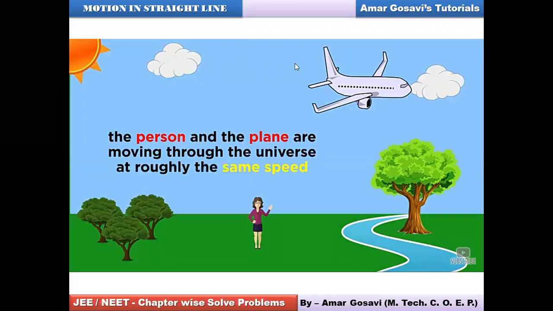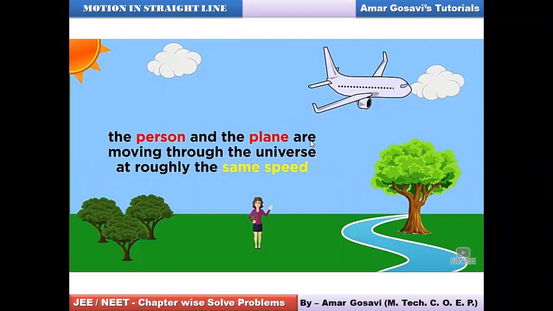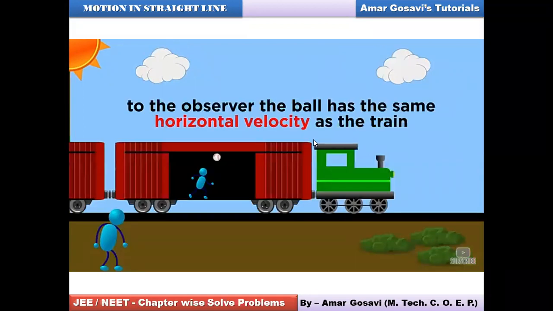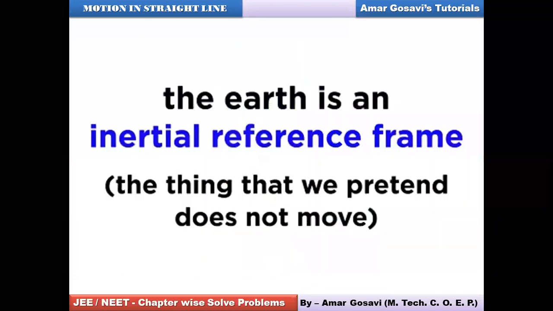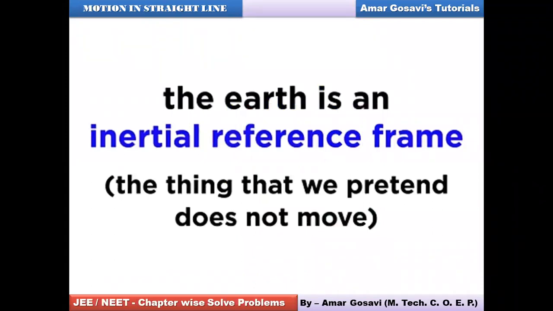Yeah, so most of you say done. So let's proceed further then, friends. So this is again the same slide which I was talking about. So to the observer, the ball has the same horizontal velocity as the train. Any frame of reference attached to Earth, we can consider as an inertial frame of reference.